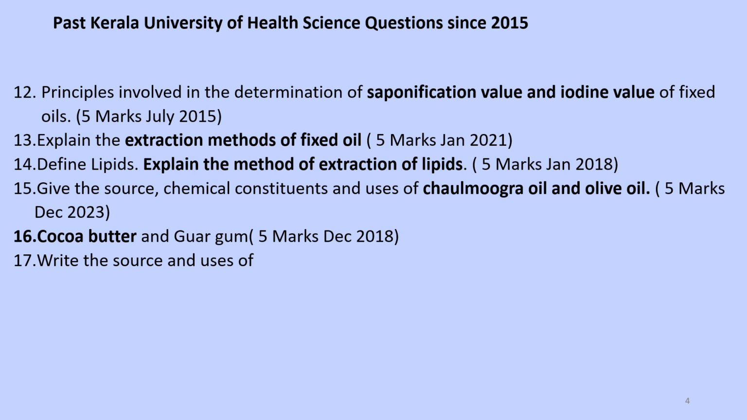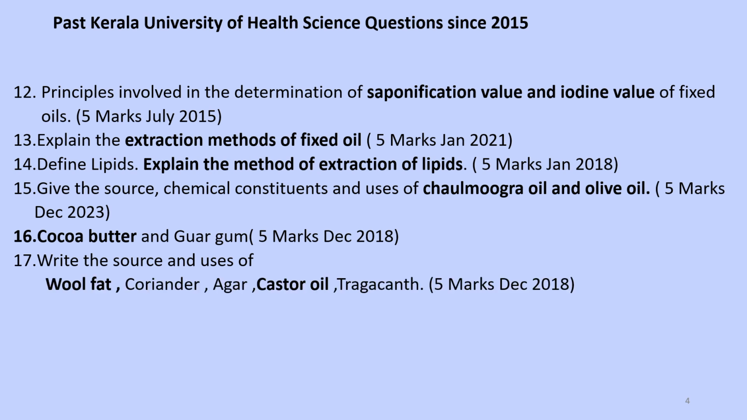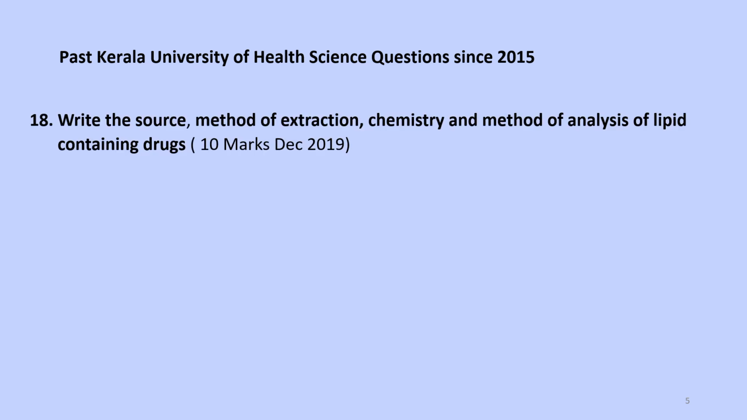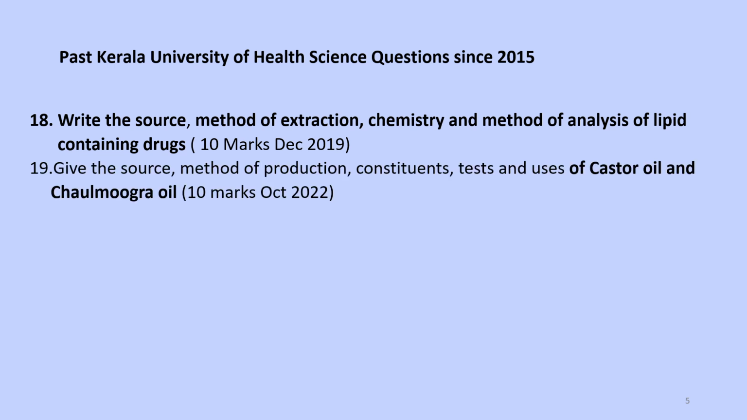Write the sources and uses of wool fat and castor oil. Other drugs also come under other chapters, but I have taken those which are more specifically in our chapter. You can see the 10 mark questions, how many 10 mark questions they have asked repeatedly. Write the source, methods of extraction, chemistry and method of analysis of lipid containing drugs, 10 marks in 2019. Give the source, method of production, constituents, tests and uses of castor oil and chaulmoogra oil, 10 marks in October 2022.